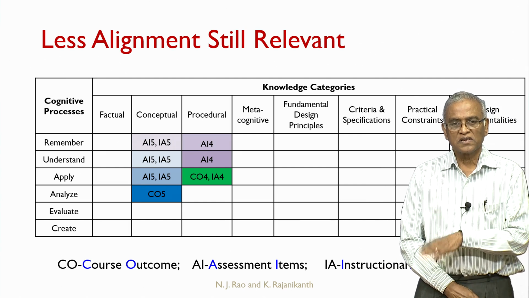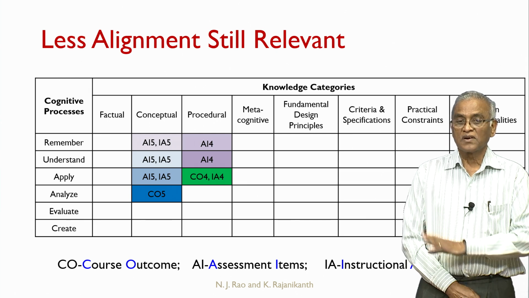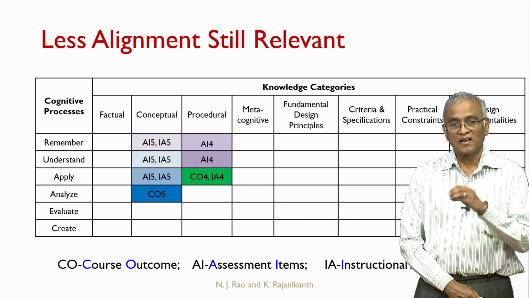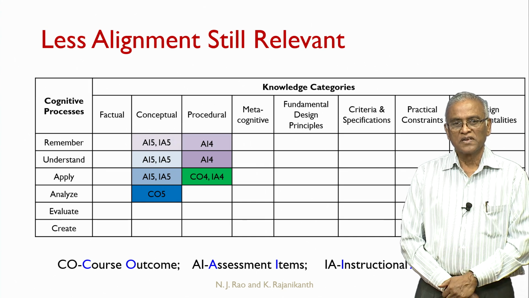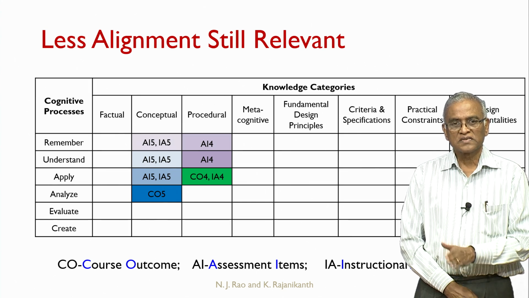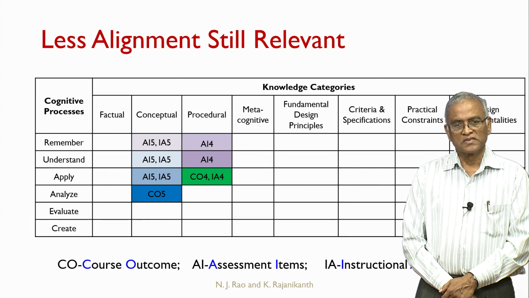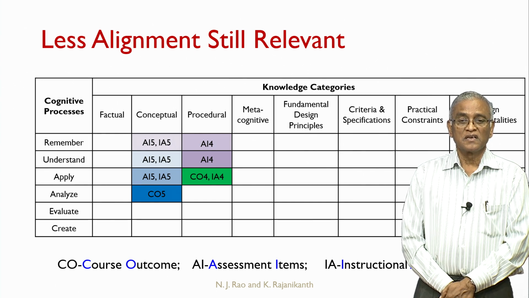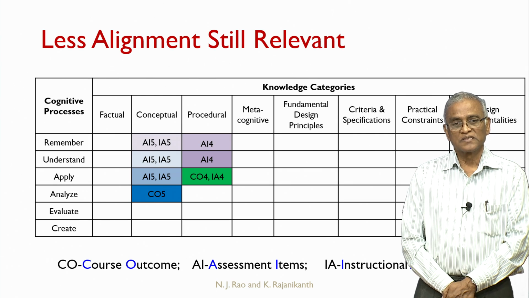That means instructional activity and course outcome are aligned, but I do not ask any questions in my examinations or tests that come into this particular cell. They are all above, that is IA4 in understand procedural and otherwise remember procedural. This is generally what happens presently in most of the colleges in terms of assessment.